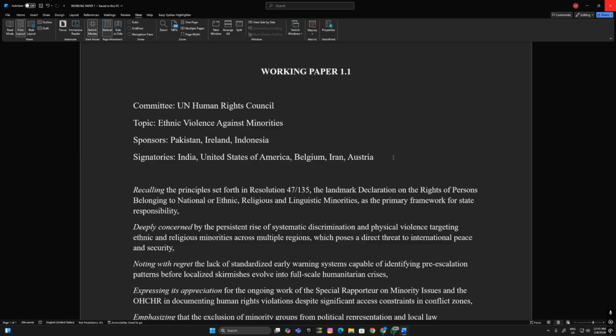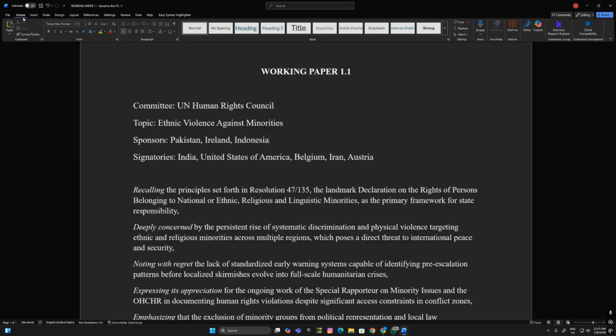So when you start off a working paper, you can clearly see here that the entire document is presented in the form of Times New Roman. This is one of the criteria that you do have if you want to present a documentation, be it a working paper, a position paper, or a resolution, right?